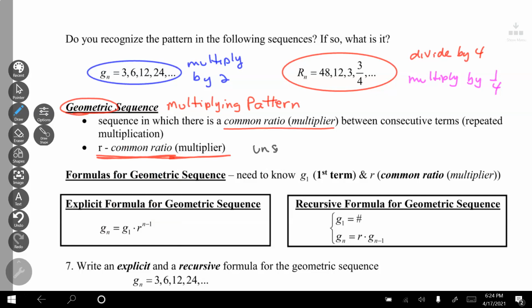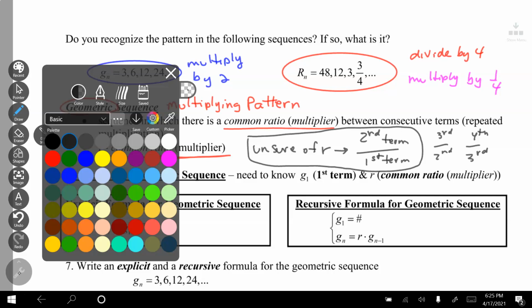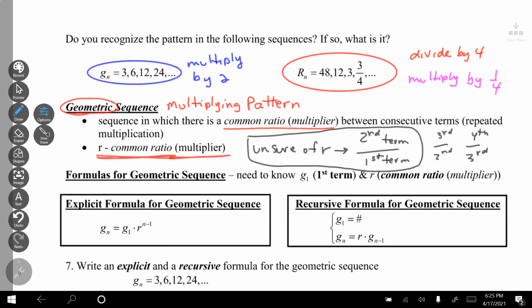If you're not sure of what the R is, you always could do the second term divided by the first term to see if you get the R value. Or you could do third divided by second, or fourth divided by third, etc. But those are the things that we need. What we really need, we need to know the first term, and we need to know the R value, the common ratio, and the multiplier. It is important to know those two things.